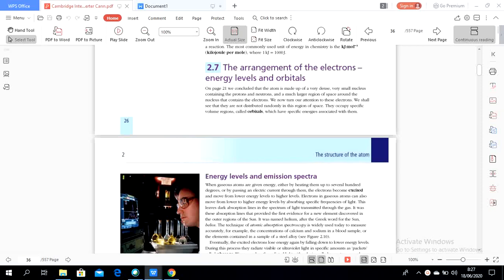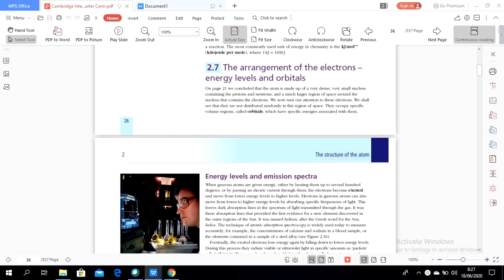Hello grade 11 students. Right now we are going to continue the structure of the atoms, chapter 2. Now we are learning from chapter 2.7, the arrangement of electrons, energy levels and orbitals.